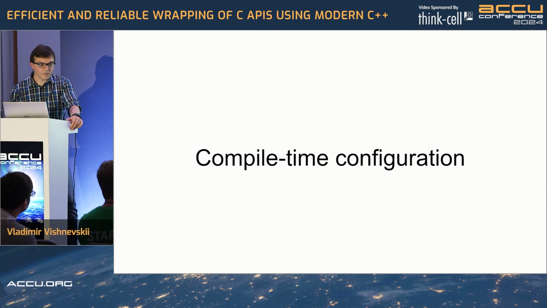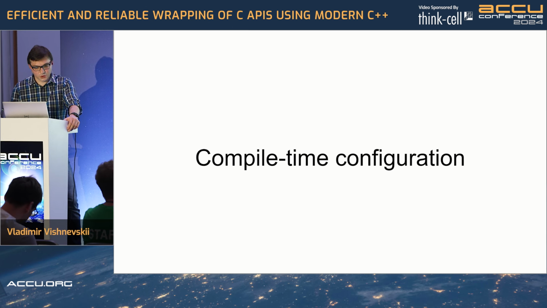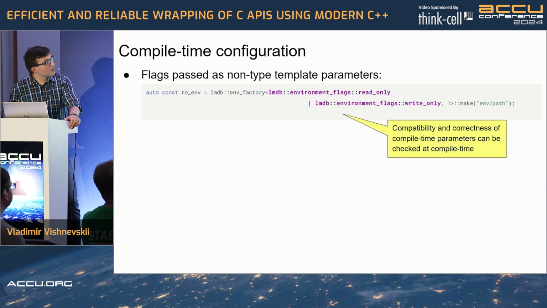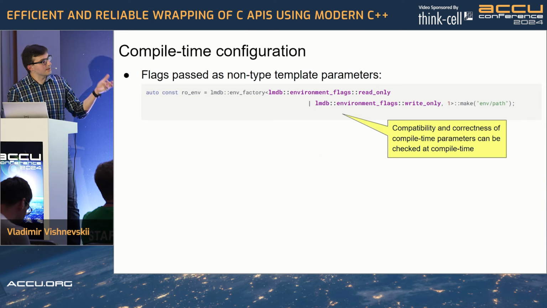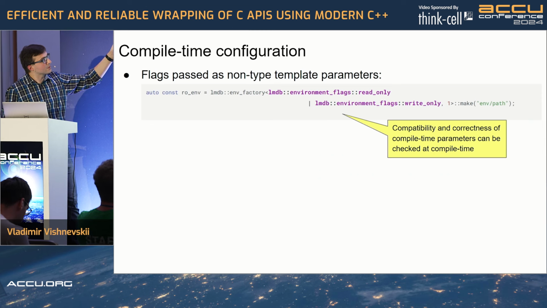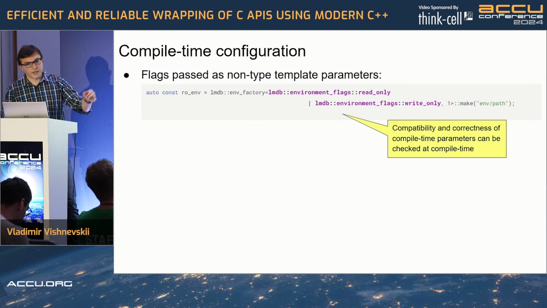Okay, now a couple of words about compile time configuration. I mentioned this before, but we can take some parameters of our C API that are not supposed to be changed during the execution of the program to compile time. Specifically, I was mentioning this read-only property. Why is it beneficial? First of all, compile time properties can be checked at compile time. For example, here we specify that our environment should be read-only and write-only, and this is wrong. It cannot be. So this will be a compile time problem.